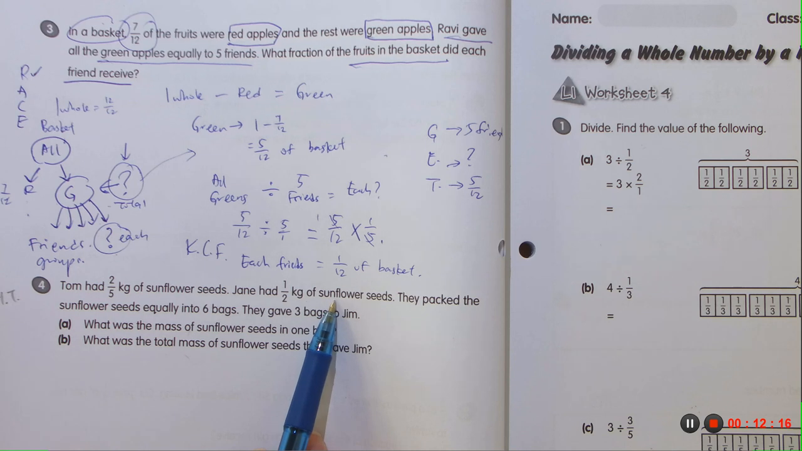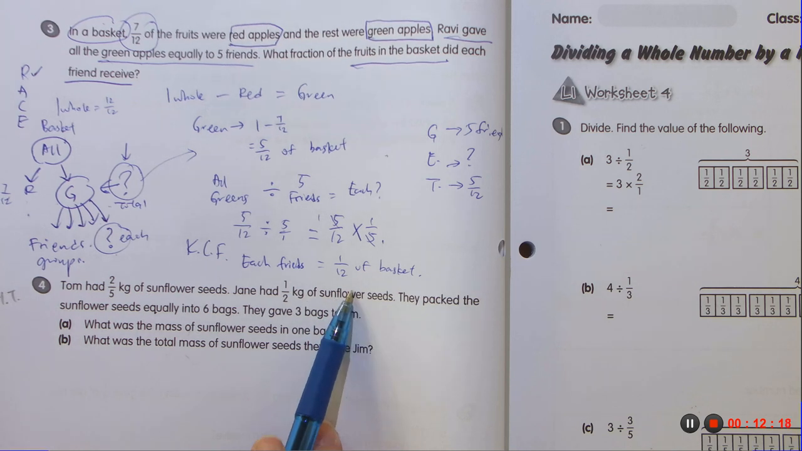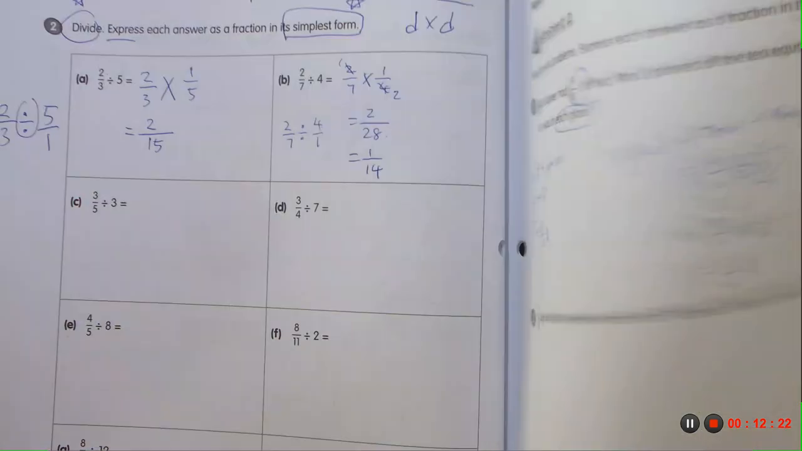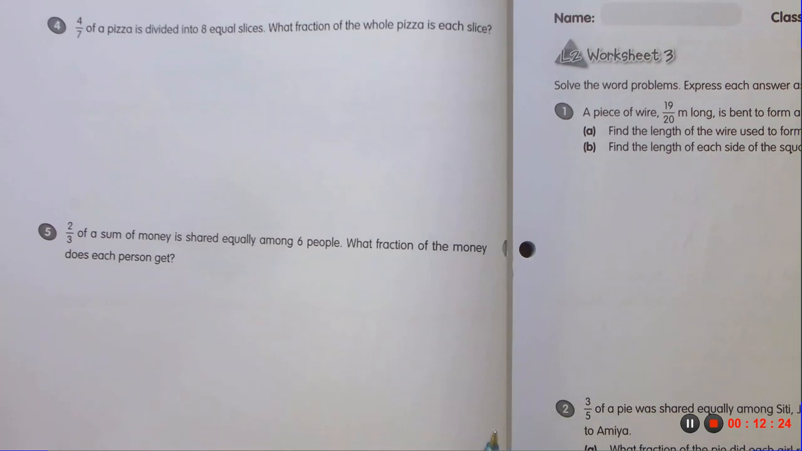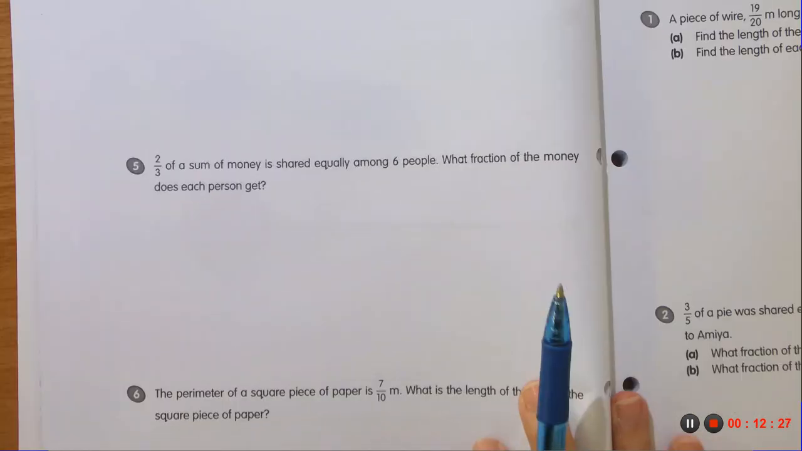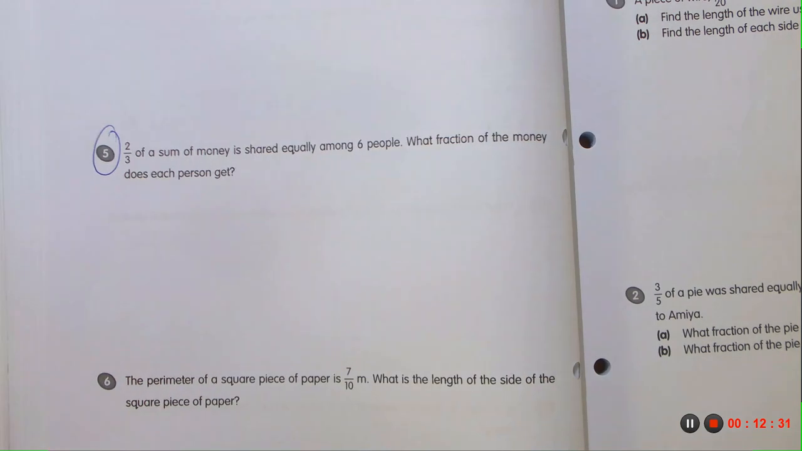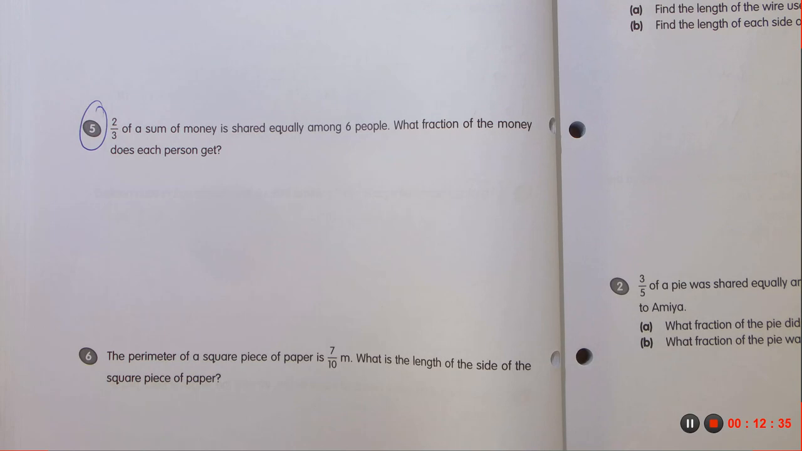Ryan, you can pass to Daniel behind you. Okay? Okay. Finish up with an easy question. Let's go back to page 38. Finish up with an easy question. Question 5. On page 38.